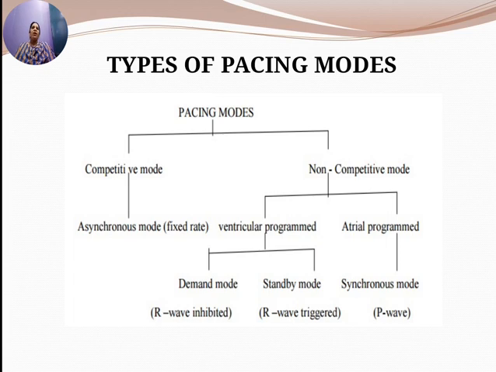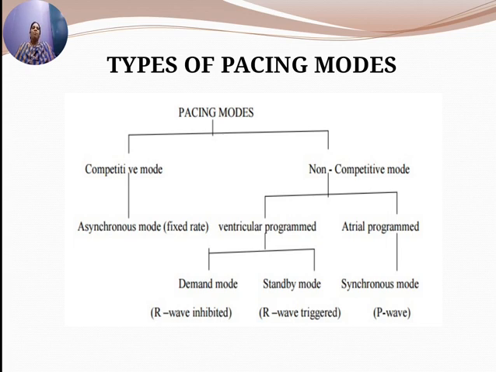Non-competitive pacing mode is again classified into two types, ventricular programmed and atrial programmed. In the ventricular programmed, we have demand mode and standby mode. In the atrial programmed, it is synchronous mode. In demand mode, we have R wave inhibited and R wave triggered. Standby is R wave triggered. Demand mode is R wave inhibited.